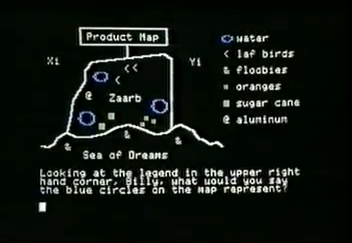Looking at the legend in the upper right-hand corner, Billy, what would you say the blue circles on the map represent?